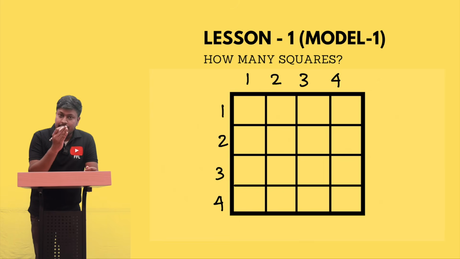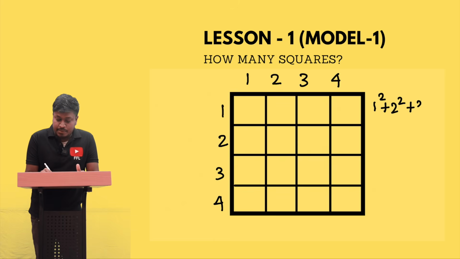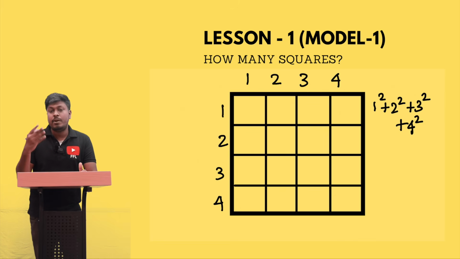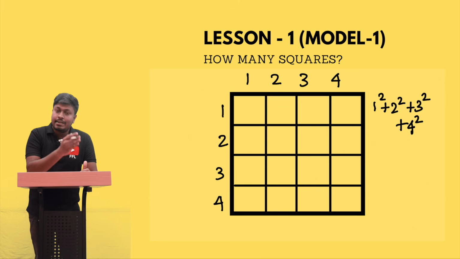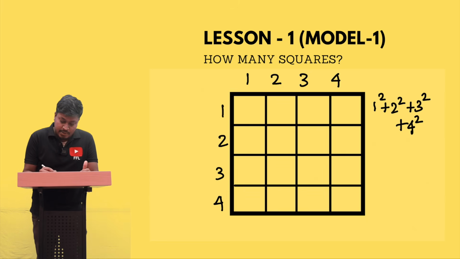So start from series 1. So 1 square, add all the numbers, right? So 1 square plus 2 square plus 3 square plus 4 square. So stop here. In case we have 5 rows and 5 columns, go with another number, plus 5 square. If you have 10 rows and 10 columns, start adding from 1 square, 2 square, 3 square till 10 square. Got it? So now add all the values.